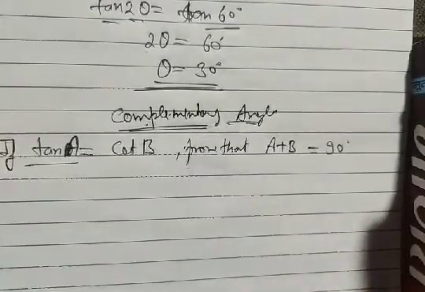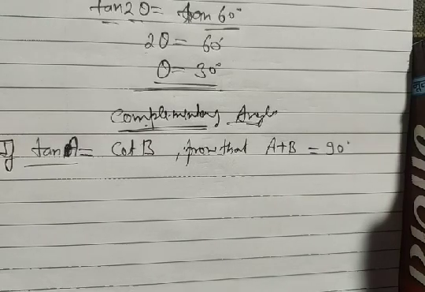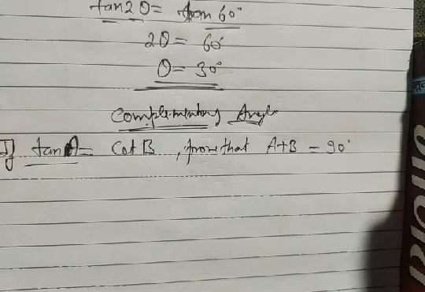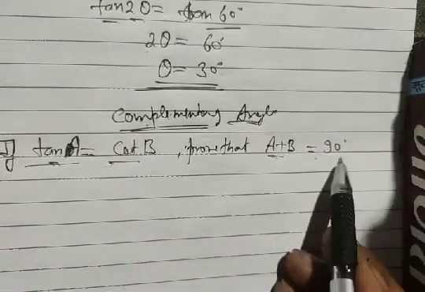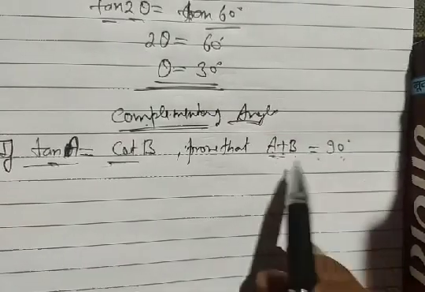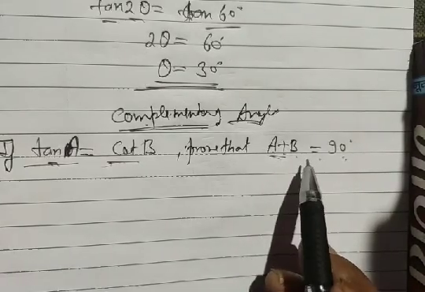I have taken two problems from specified angle based problems. Now look, we are given that tan A equals cot B, and we have to prove that A plus B equals 90 degrees. When the sum of two angles is 90 degrees, it means the angles are complementary to each other.